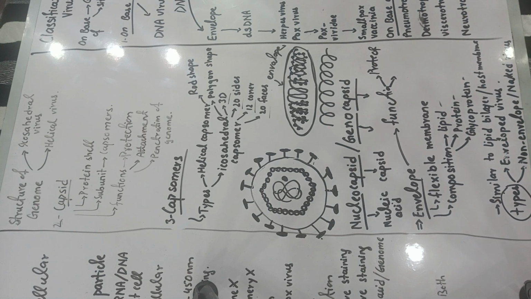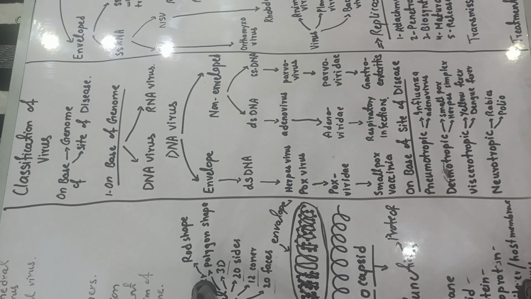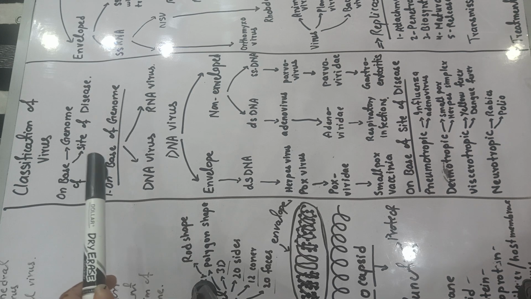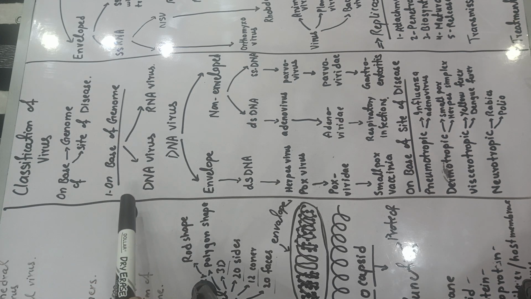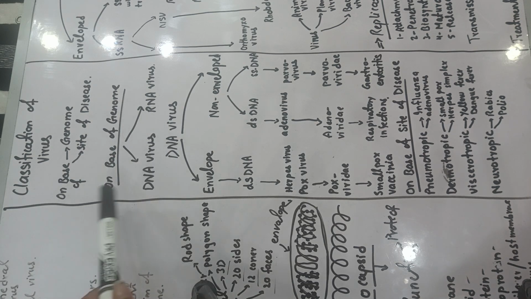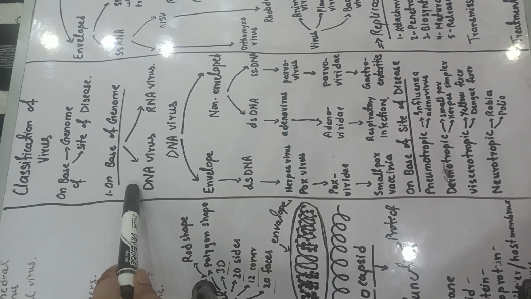Now we are going to move toward the classification of viruses. Here the classification of viruses is given. Viruses are classified on the basis of their genome and on the basis of their site of disease. First of all, let's discuss their types on the basis of their genome, whether they are DNA viruses or RNA viruses. A DNA virus contains DNA as its genome, and an RNA virus contains RNA as its genome.